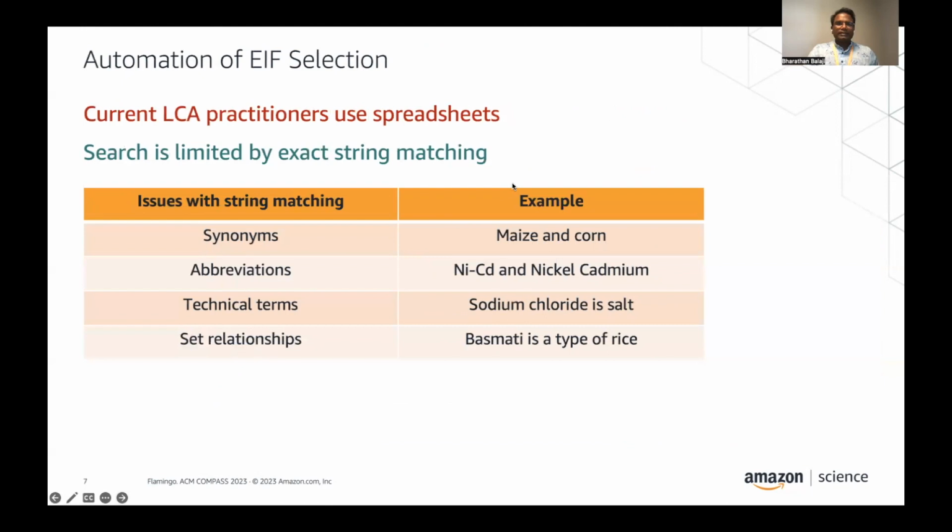The EIF datasets are passed to LCA practitioners as spreadsheets today, and they do manual Control-F based searching to find an appropriate match. It is this portion that we are going to focus on and make it easier for the LCA practitioners. Exact string match has several issues, such as it doesn't capture the semantic meaning behind the words, so it can miss things like abbreviations, synonyms, set relationships, and so on.